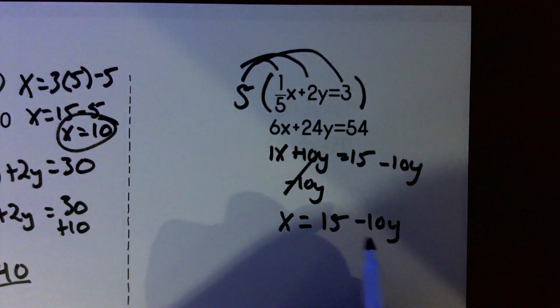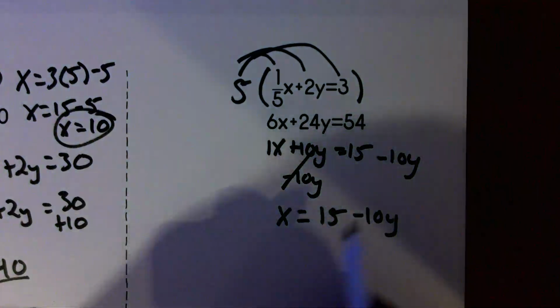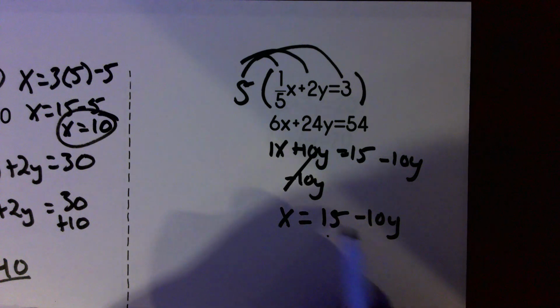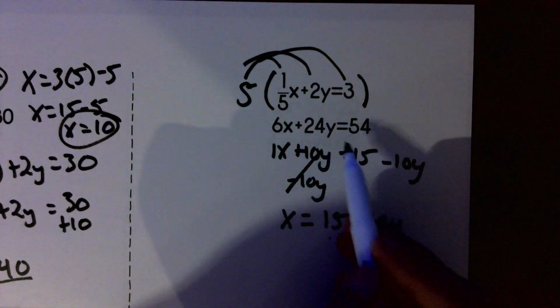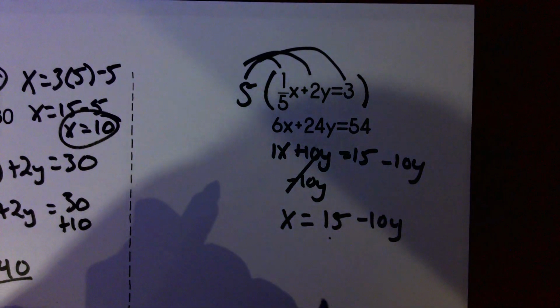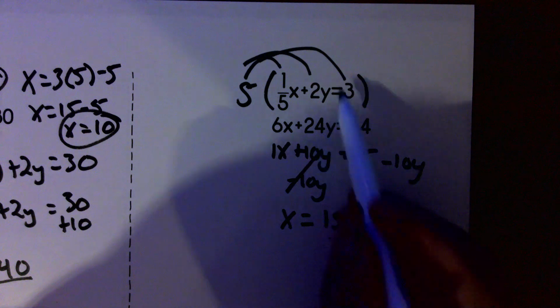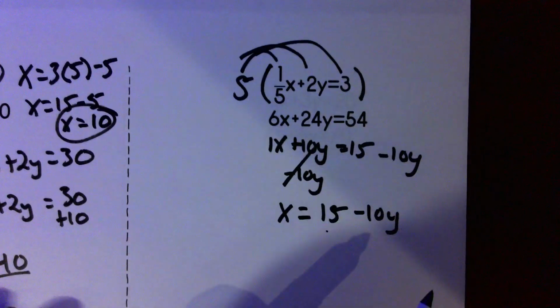Now this isn't my favorite way to solve systems, by the way, because now I'm going to have to plug that 15 minus 10y into this x here. It's going to be a massive number instead of eliminating it. But that's how you would go about isolating a variable when it's not already isolated. You'd have to manipulate an equation to isolate the variable.